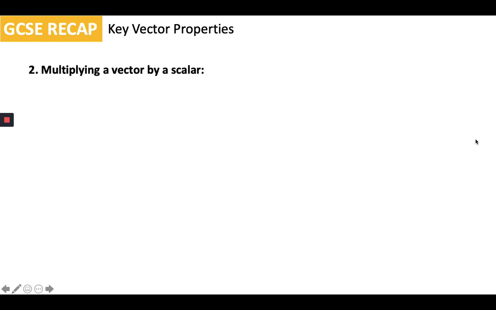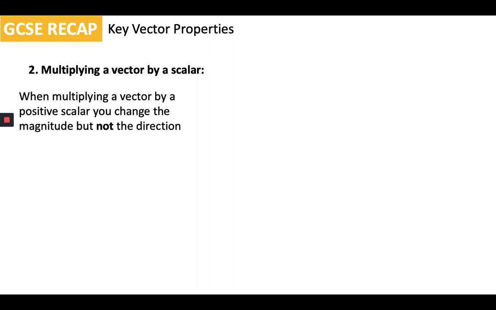The next key property we need to be very aware of is multiplying a vector by a scalar. Multiplying a vector by a positive scalar, and we'll talk about negative scalars in a second, changes the magnitude of a vector, but not the direction. This again is something you've seen at GCSE. So for instance, if I'm doing 3 lots of the vector (2, 5), I get (6, 15). And there's no change of direction there. If I drew both of those, I'd have no change in direction, only a change in magnitude.